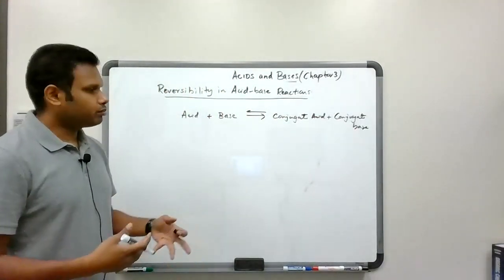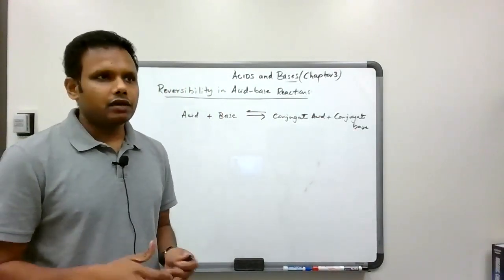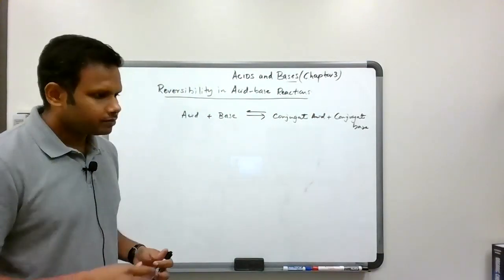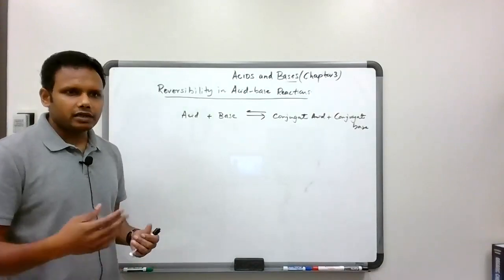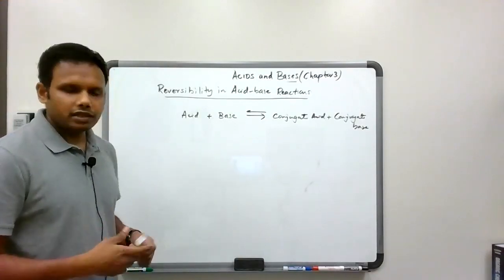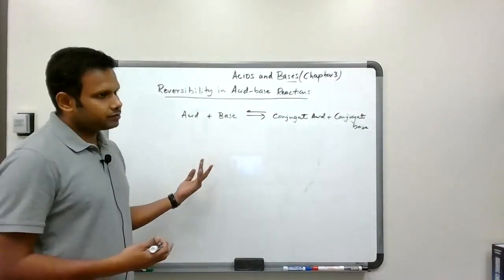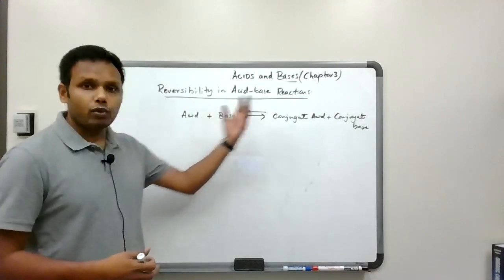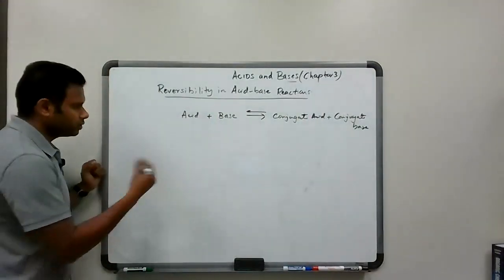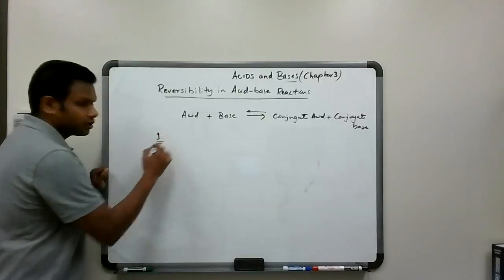This happens in almost all acid-base reactions, except for a few cases where other factors are involved and basically make the reaction irreversible. But in most cases, acid-base reactions have reversibility to some extent. Now, some could be more favorable in the backward direction. We'll talk about all of these aspects in subsequent videos, but let's look at a few examples quickly to understand what we're talking about here.